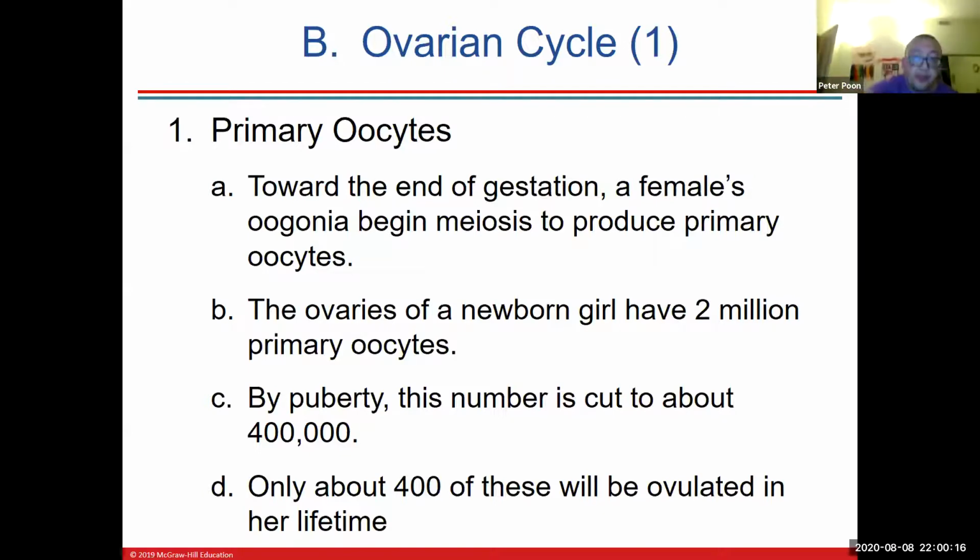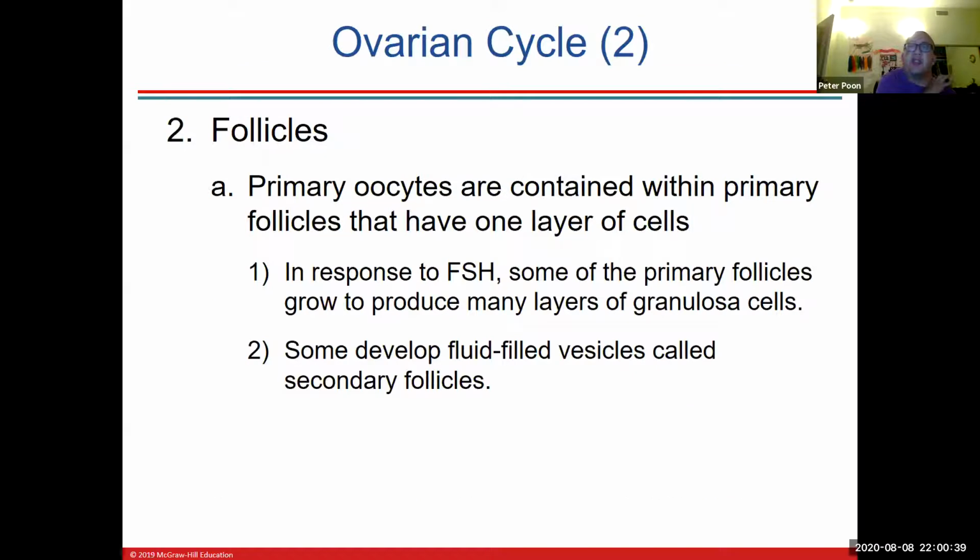Okay, so the ovaries of a newborn girl have about 2 million primary oocytes. By puberty, this number is cut to 400,000. Out of those, only 400 will actually make it all the way to ovulation. Okay, so she'll have 400 periods throughout her lifetime.